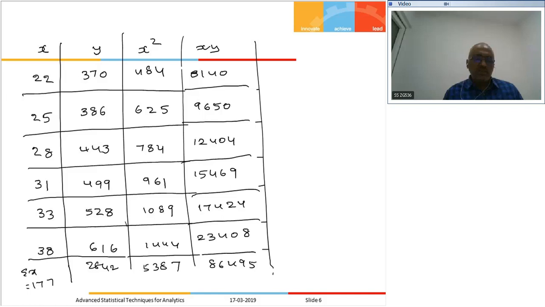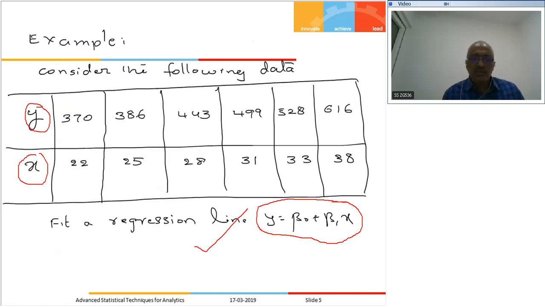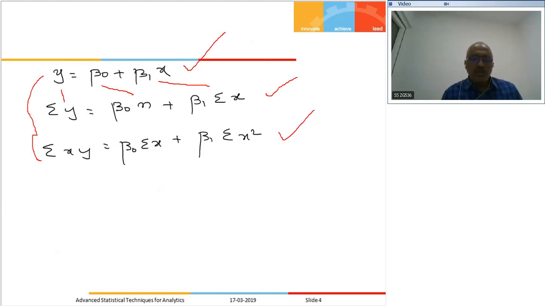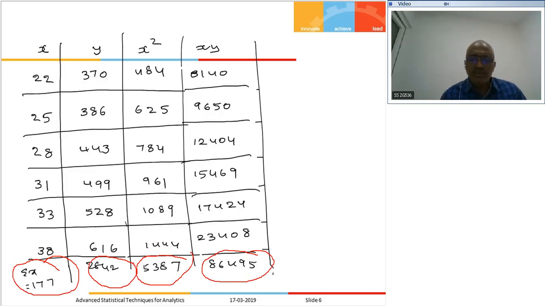Very simple. We already have the data with respect to x as well as y, and what we require is summation x, summation y, summation x square as well as summation xy. It is very simple to do these calculations: x, y, x square, xy, and summing the corresponding values. Summation x, summation y, summation x square, summation xy, etc. Once we have these values, it is very simple.